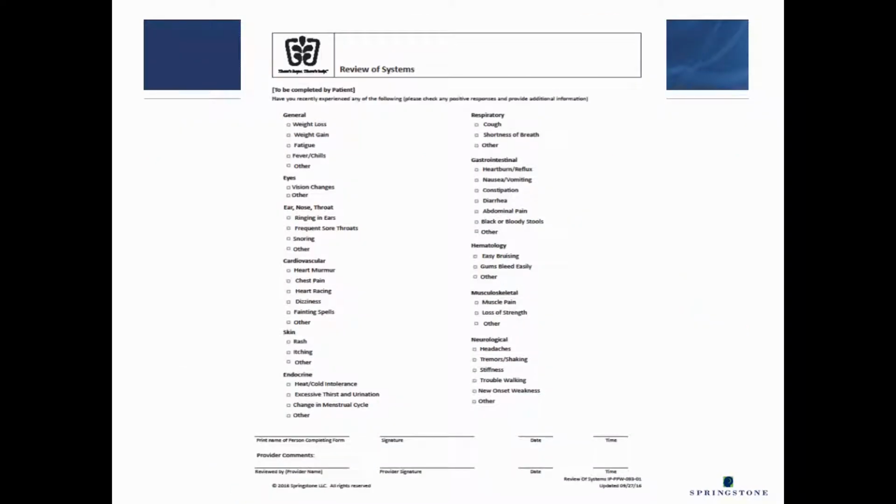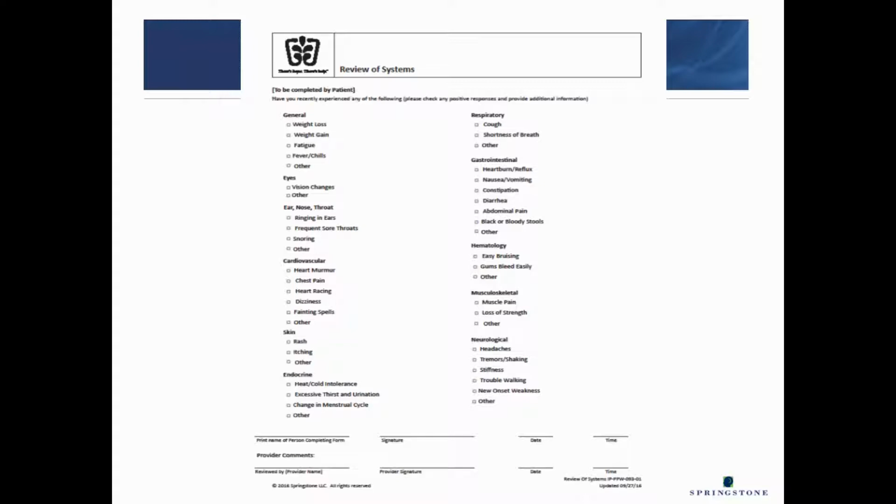One way to meet this requirement is similar to what most of us have experienced when we walk into a primary care doctor's office or any other medical specialist's office. And typically what happens is someone at the front desk gives us a form to fill out that is essentially a system review. So we have a review of systems form that is to be completed by the patient.